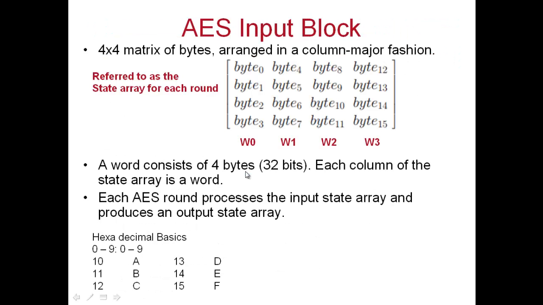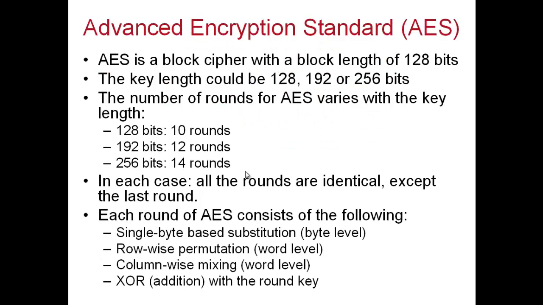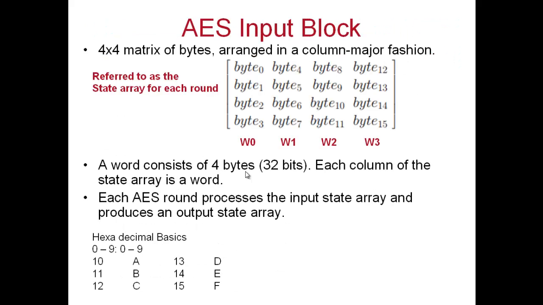First, the input block. As I said, the input is 128 bits. The 128 bits are arranged as a 4 by 4 matrix of bytes. Each byte is 8 bits, so we have 16 cells, and 16 times 8 is 128 bits. This is how the input bits are arranged. This matrix is filled in column-wise order, so you have byte 0, byte 1, byte 2, byte 3, and then byte 4, byte 5, and so on.